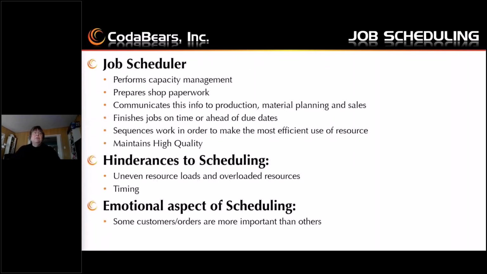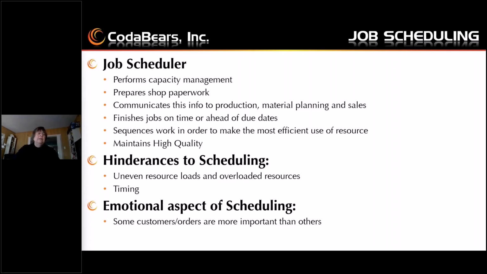So what do we need to schedule? Well, we need somebody to schedule. We need somebody, at least one person, can be multiple people, that look at our capacity and manage that capacity, that prepares our shop paperwork. They communicate this info to production, material planning, and sales. Communication is critical to this job function. They finish jobs on time or ahead of due dates. They sequence the work in order to make the most efficient use of the resource, and they maintain high quality.